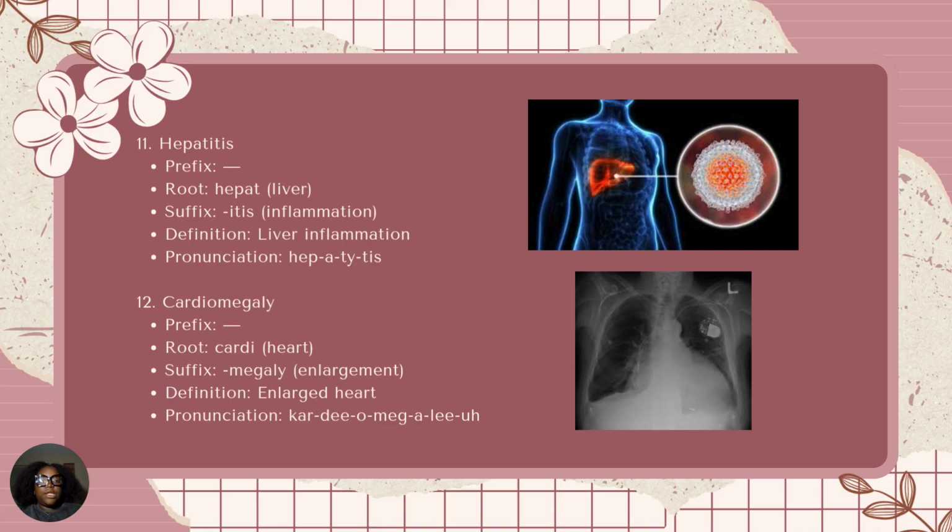Then we have hepatitis, which means liver inflammation. The root word is hepat, meaning liver, and the suffix is itis, which is inflammation. Itis is a suffix that you will see a lot in medical terminology. Next, we have cardiomegaly, which is an enlarged heart, and the root word is cardi. The suffix is megaly, and megaly means enlargement.